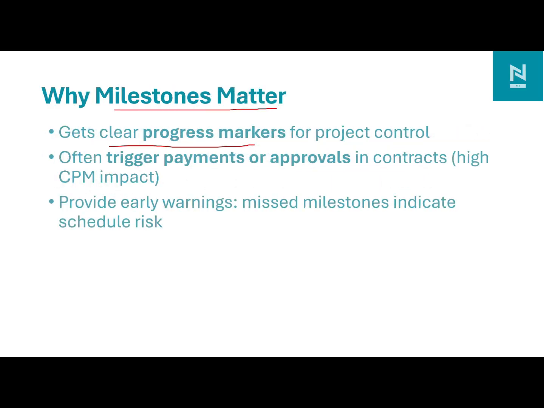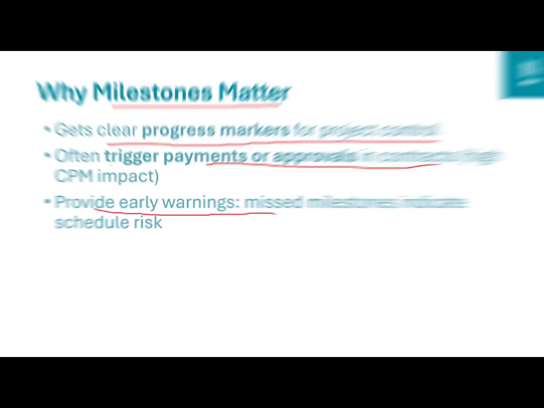Why do milestones matter? Because they provide a clear progress marker for project control, and they can also be used to trigger payment or approval in a contract or payment gateway. If the contractor completes a certain design part, then they will get the payment, so it can be used for that purpose. It is also used for early warning. For example, if a milestone is missed due to some delay or some other reason, then it can indicate risks to the schedule. So it also acts as an early warning in the schedule.